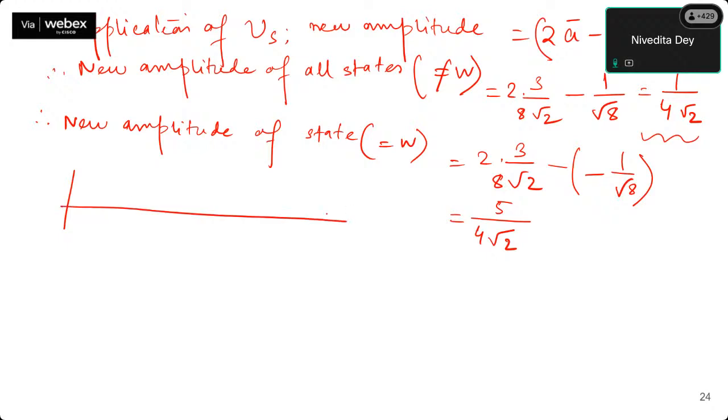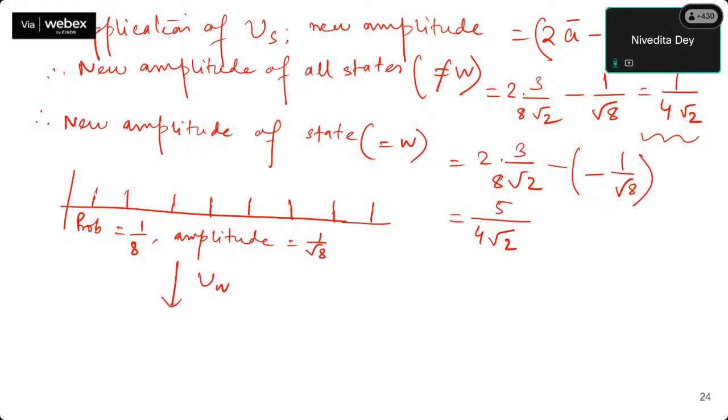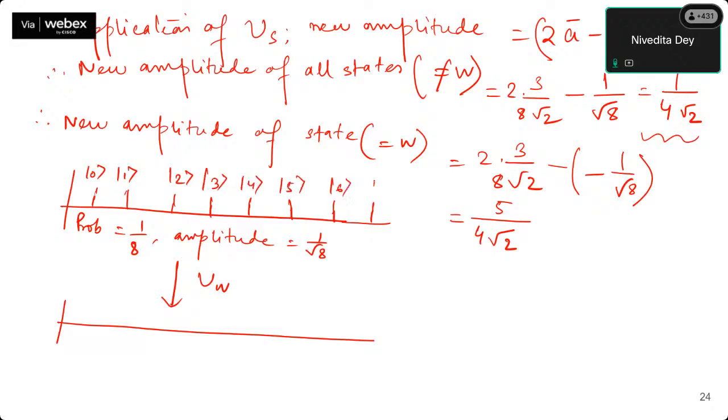So the entire picture is something like that. Initially we will be starting with all states as equiprobable states. 1 2 3 4 5 6 7 8, all of them are equiprobable. So these are the probabilities of all. Probability of all of them will be 1 by 8 and amplitude of all of them will be 1 by root 8. Simple one. UW, then I will be applying. It is 0, 1, 2, 3, 4, 5, 6 and 7.